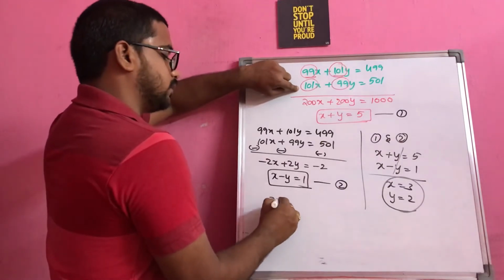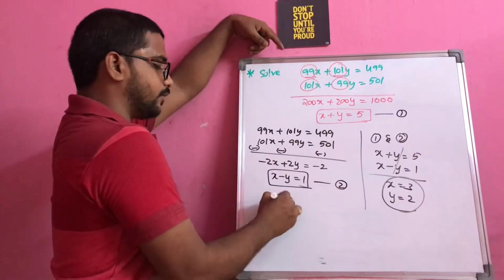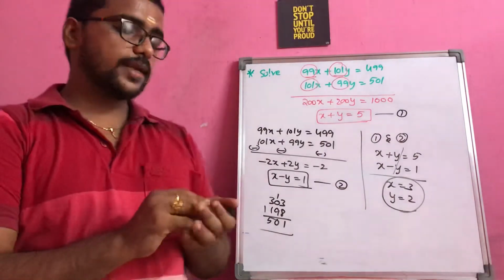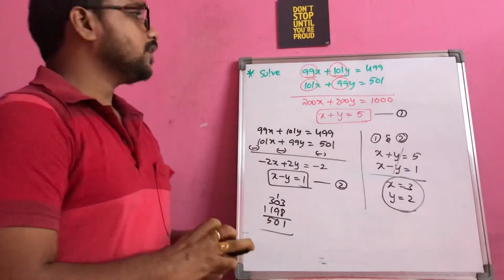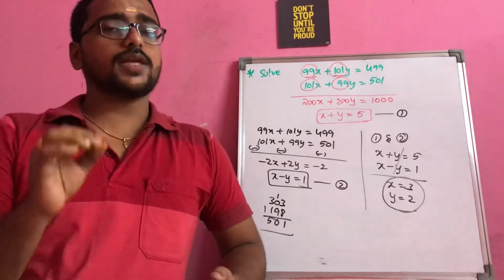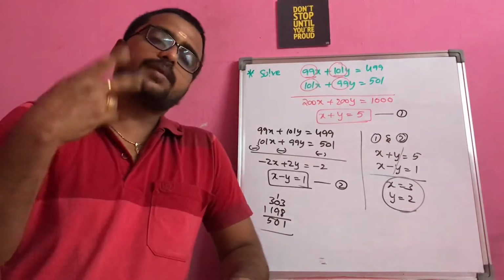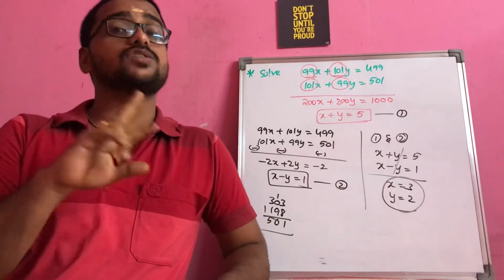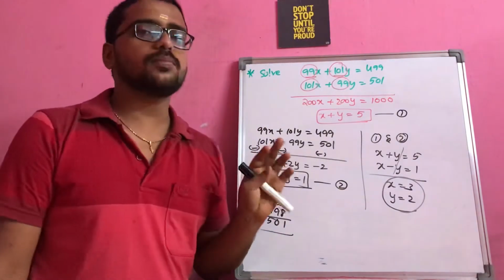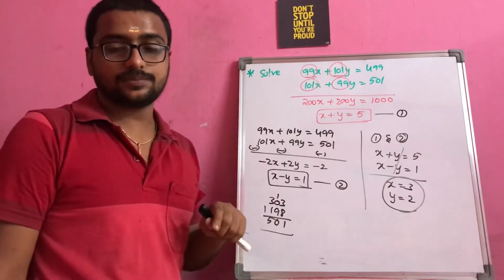101 into 3 is 303. 99 into 2 is 198. So add these two, 501. It is satisfying. So this is one important model that you have to understand. How to identify it? Just observe the questions. Usually it will be a 2-digit or a 3-digit number, and the same coefficients of x and y will be given in both the equations just by swapping the positions. Like that you can identify this model, and for this model better follow this approach. It will become very easy for you to solve this type of linear equations.